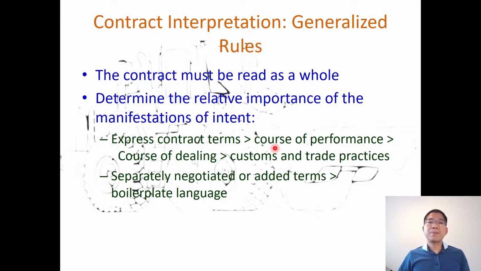Determine the relative importance of the manifestation of the intent, just like I said in the previous slide. Express contract terms are more important than course of performance, more important than course of dealing, and then custom and trade practices. If we have separately negotiated or added terms, then they are more important than the boilerplate language, which means boilerplate language applies anywhere, but now we have customized terms, so they are more important when we interpret the contract.